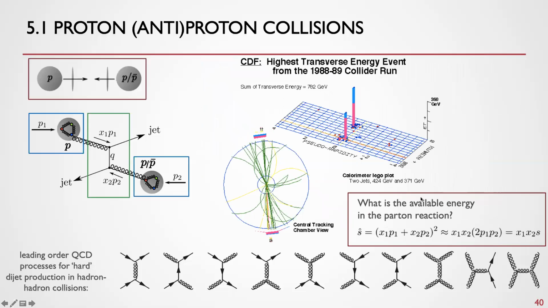Now, we can also relate the available energy in the parton-parton reaction to the available energy in the proton-proton reaction. The parton-parton square root s is just the sum of the initial state parton momenta. So it's x1 times p1, p1 is the proton momentum, plus x2 times p2. p2 is the proton momentum of the second proton or antiproton. If you square this, you find p1 squared and p2 squared, which give the proton mass squared, and you find a cross term. You can neglect the proton masses, and the cross term is 2 times p1 p2, but 2 times p1 p2 is just the square root s of the proton-proton system. So the center of mass energy in the parton-parton system equals the square root of x1 times x2 times the center of mass energy of the proton-proton system.